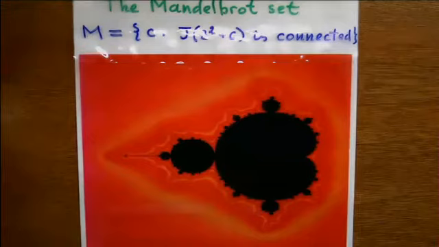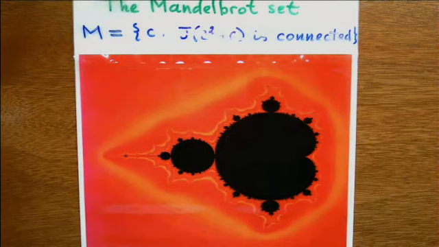we can immediately start to partition the parameter plane. Now we are in the complex quadratic family. C is a complex parameter, and we can partition the parameter plane according to whether the Julia set is a Cantor set or it is connected. And here is the red region when the Julia set is a Cantor set, and this black region, which is called the Mandelbrot set, is the region where the Julia set is connected. So it is an amazing set.